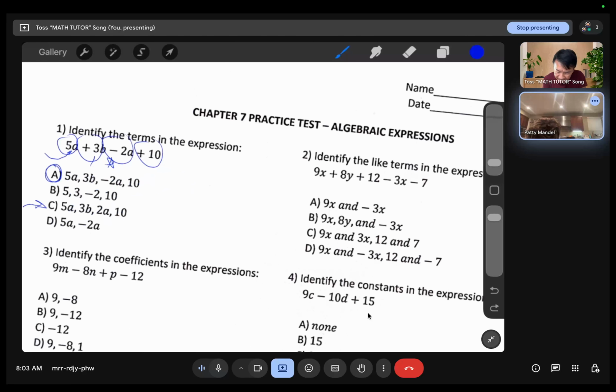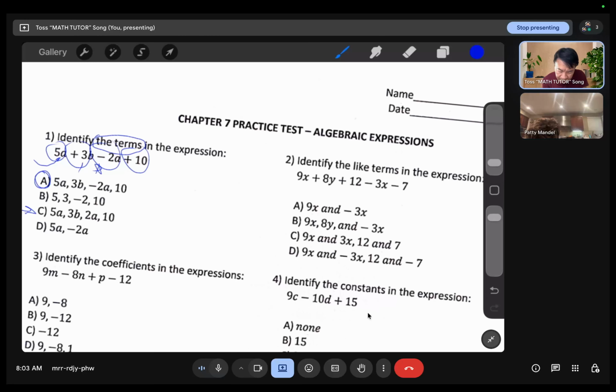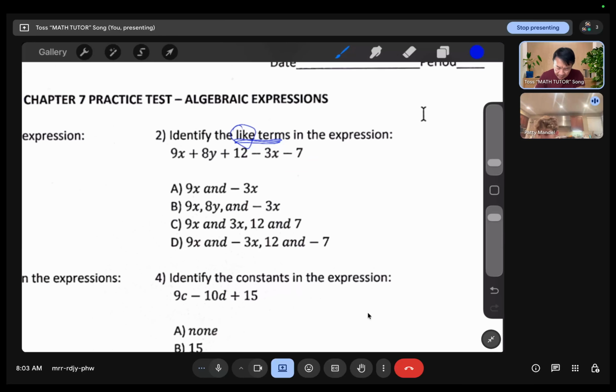Oh, careful. Let me read back. Identify the terms. See, they should boldface it, the terms. So terms are all of them. Like terms. Yeah, like terms. Let me see. C. Yeah, that's it. Let me double check. There's no Y, another Y, you know what I mean?